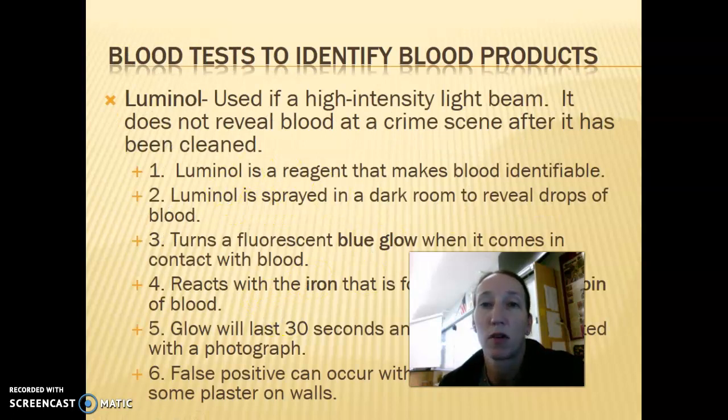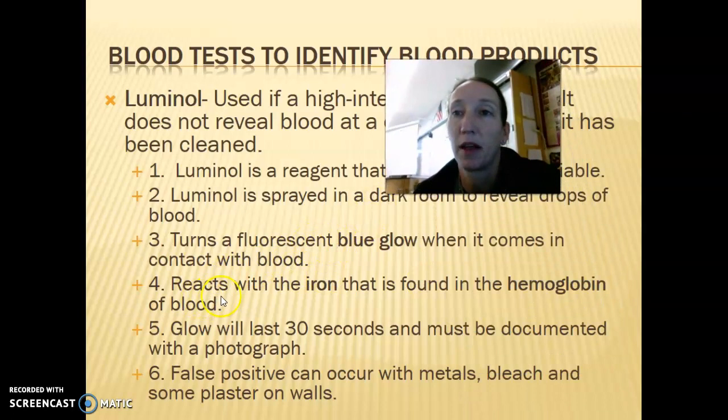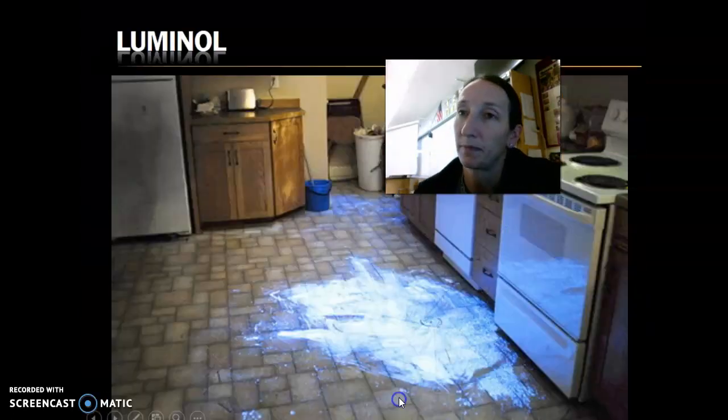And this kind of just goes through the process of how luminol works. So like we said, we know it's a presumptive blood test, and it'll be sprayed in a dark room, which it needs to, so it can fluoresce blue. And this occurs when it comes in contact, once again, with that blood. So it does, like we said, react to the iron found in the hemoglobin, and it'll last about 30 seconds, and then it's going to fade. And then, of course, there's always false positives.